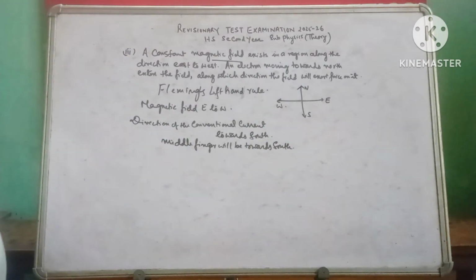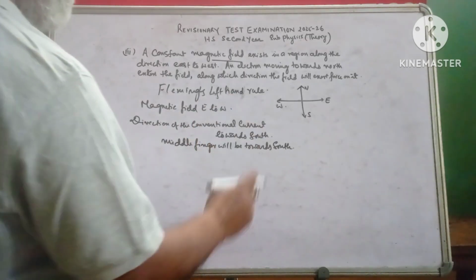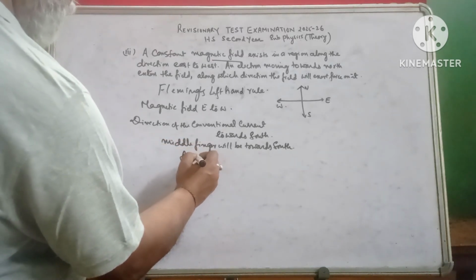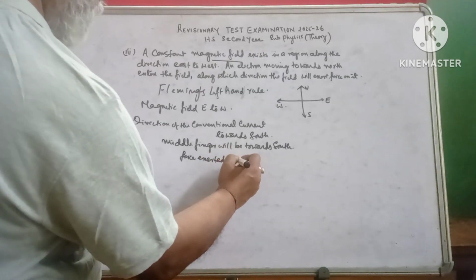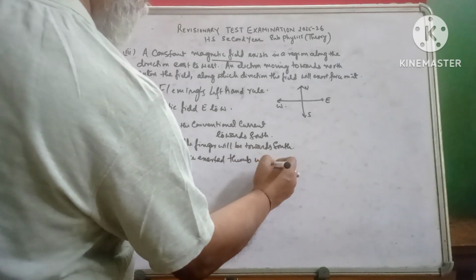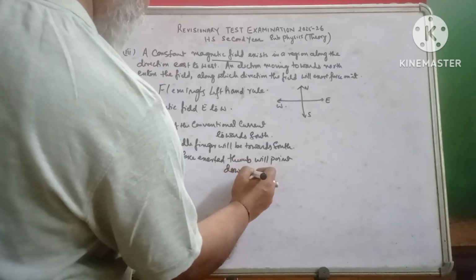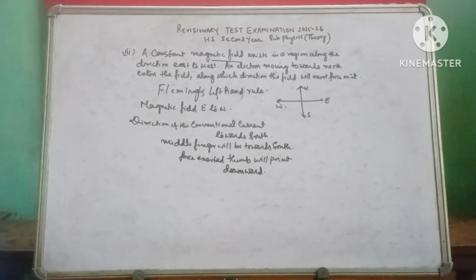Middle finger will be towards south, and the force exerted, that is the thumb, will point downward. So this is the question on Fleming's left hand rule.